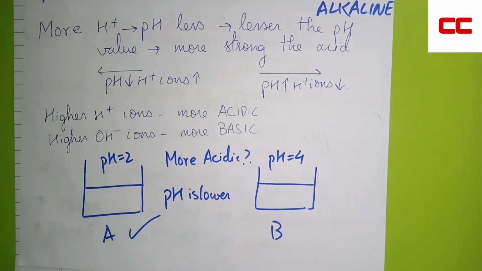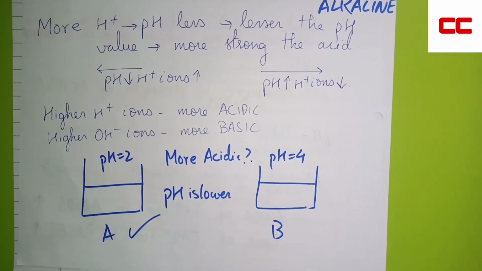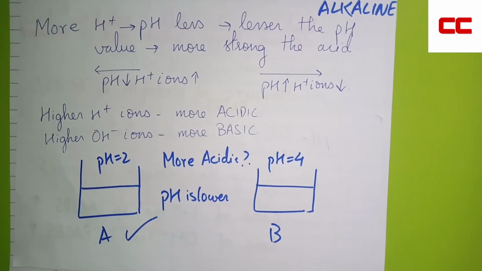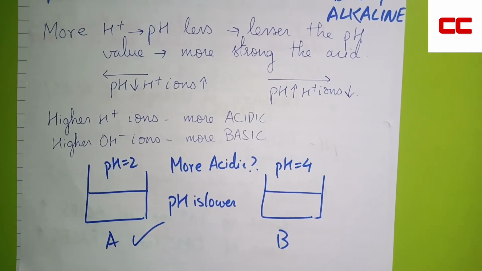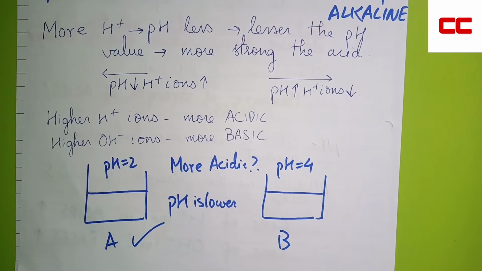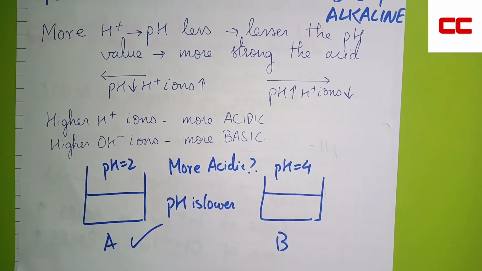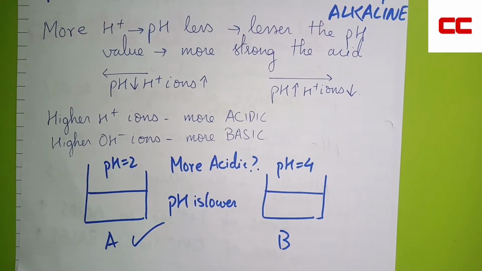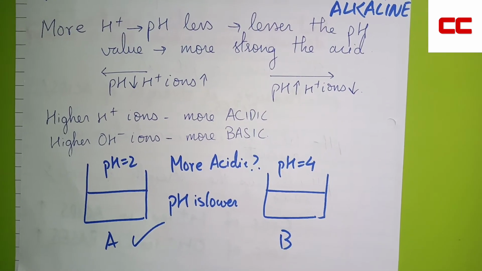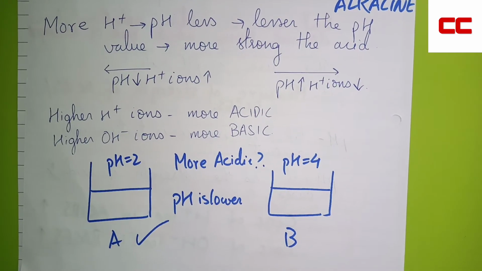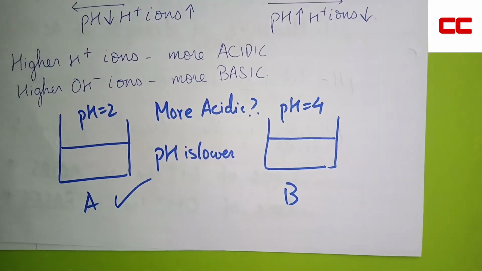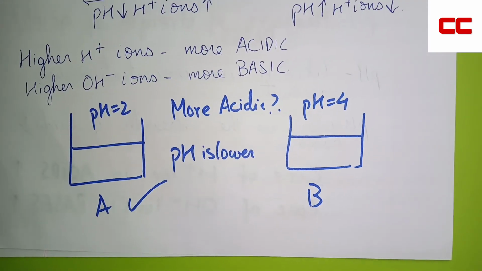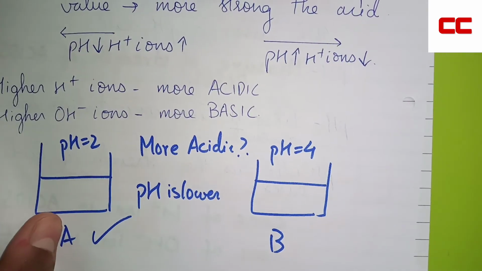So by now you must have understood that higher H plus ions means more acidic, higher OH minus ions is more basic. So if I give you an example now, take two beakers A and B, and in one beaker the solution pH is 2, and in the other beaker the solution pH is 4. So according to you, which is more acidic? Obviously container A is more acidic because the pH is lesser than container B. Container B pH is 4 and container A pH is 2. So obviously container A is more acidic.